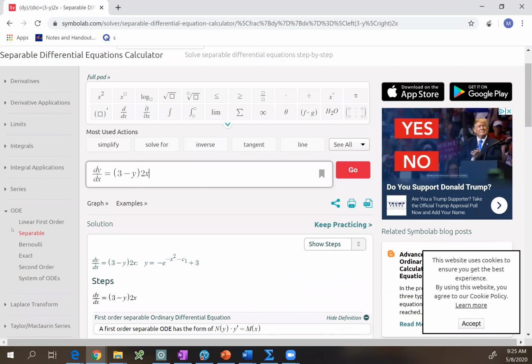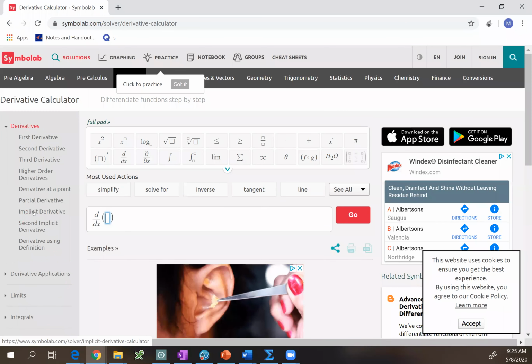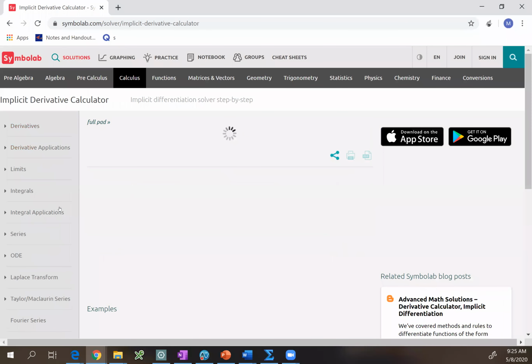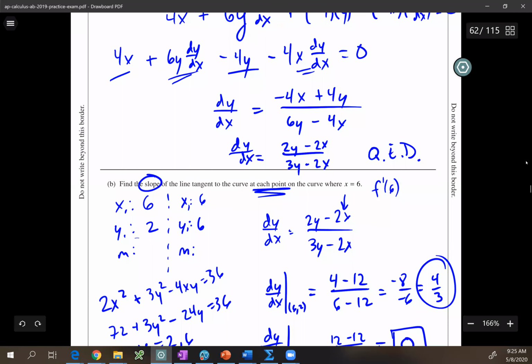Again, it's ODE separable, and under derivatives it's implicit. I think everything else you'll probably do faster on your calculator, but those two are good to have in our wheelhouse as well. Now, you still need to show the work. You're not going to get any points if you don't show the work. So, you know, that's my spiel about Symbolab.